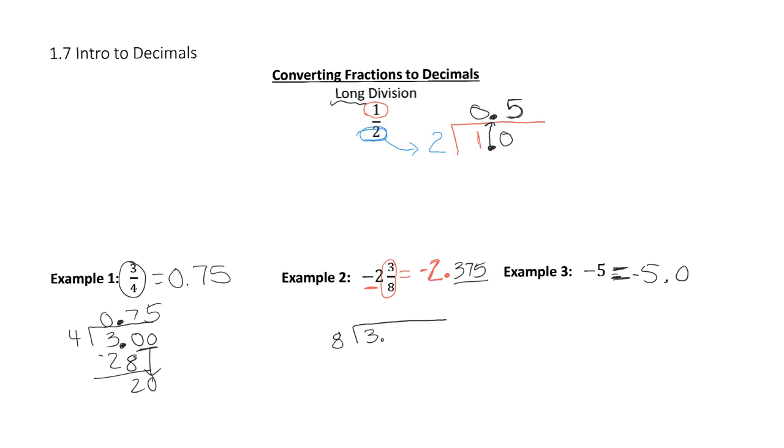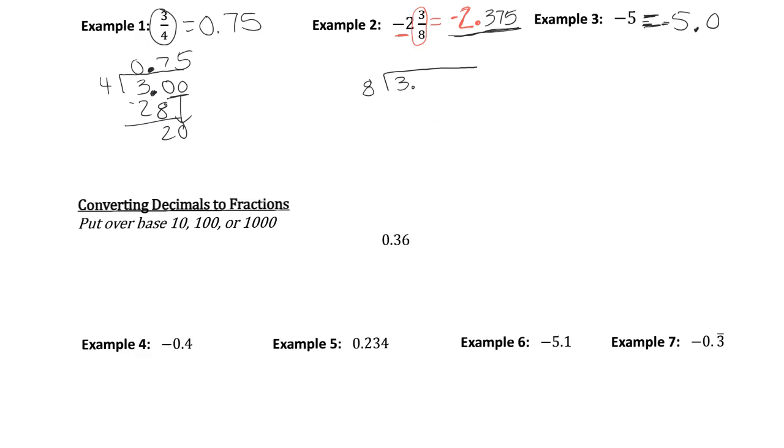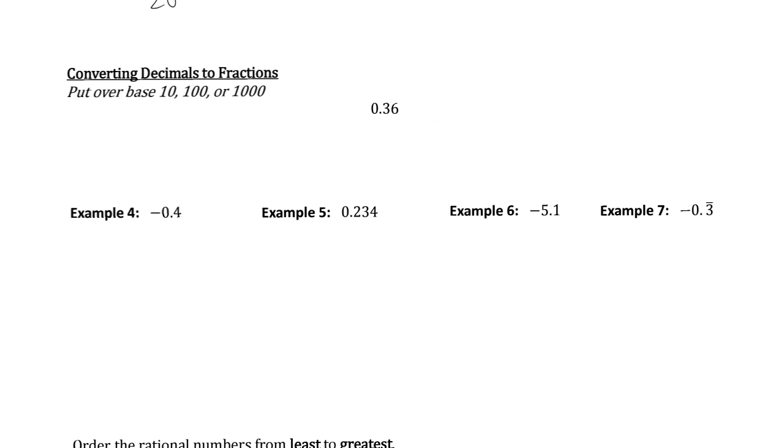Okay, so hopefully you got -2.375, that whole thing. And then for this one, it's kind of a trick, but not really. All you add is the 0.0 at the end. So not really a trick, but kind of a trick. All right, so let's move on to converting decimals to fractions.